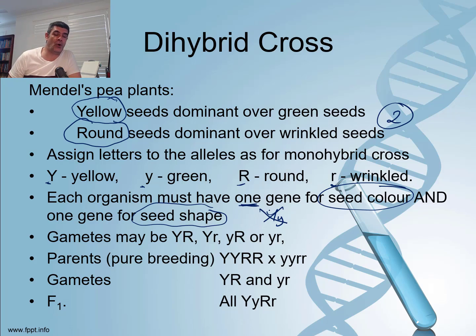So what we have to do is look at all the possible combinations that we could have. Given that there are two different alleles for color and two different alleles for shape, that means we've got 2 times 2, which is equal to 4 combinations. So in the gametes of pea plants, you would have these different combinations: a big Y with a big R, a big Y with a little r, a little y with a big R, and a little y with a little r.